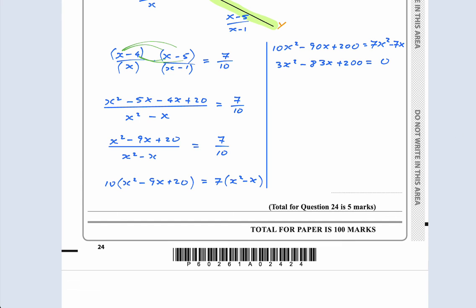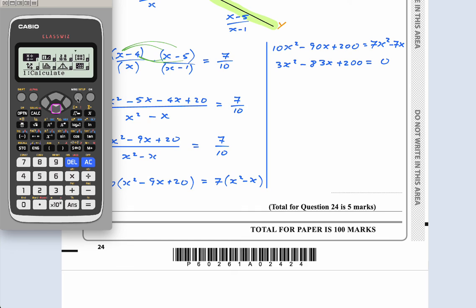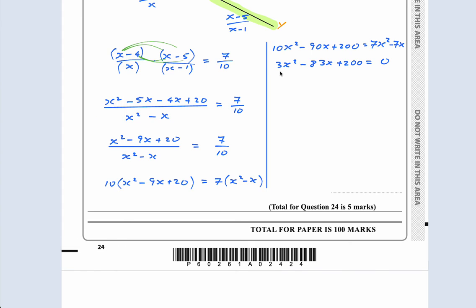Now look, that's obviously a horrendous quadratic. I'm going to get help with my calculator. I'm going to go here, I'm going to go here, and I'm going to go polynomial degree 2. I'm going to put in 3. I'm going to put in minus 83, and I'm going to put in 200. And I get an x1 of 25 and an x2 of 8 over 3. So that helps me, guys, with my factors. They're going to be 25 here and 8 here.